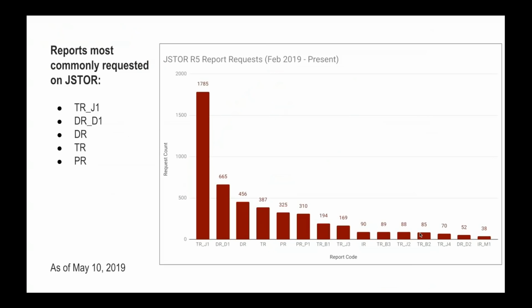So this is what we've seen so far as of May 10th. Almost 3 months of data, and the TR_J1 corresponding to the J1, the JR1 and Counter 4s, is obviously a really popular report, seeing all kinds of those, and then the database report sort of following that in a distant second. But what I like about this, at least what we've got so far, is we see a lot of people taking advantage of the master reports, which I think is really interesting and good.